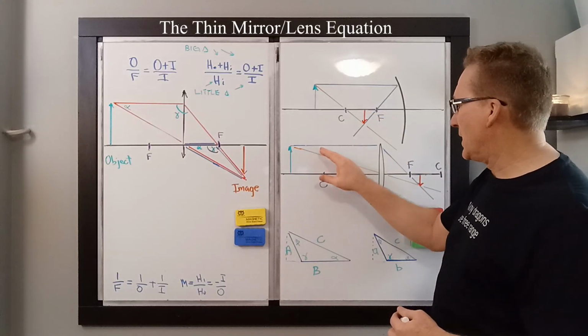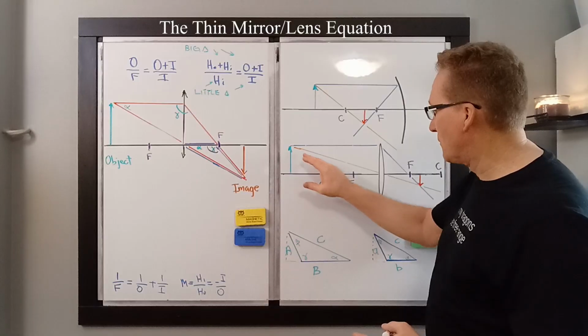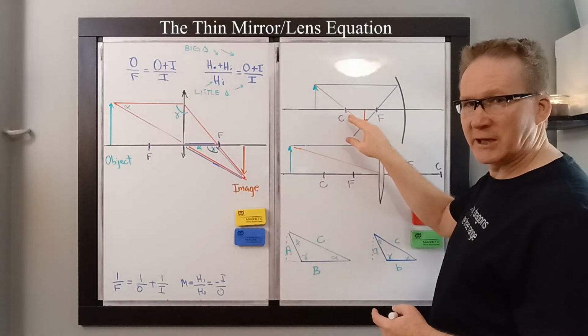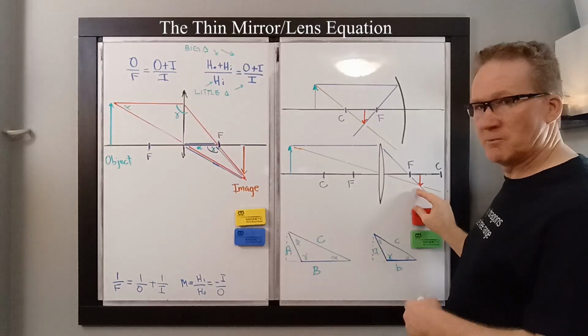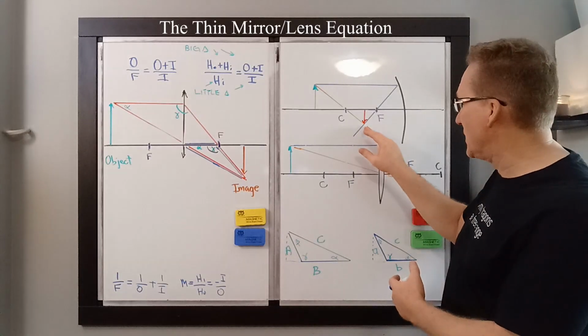Similarly, over here, we have one ray of light that comes here through the focal point. However, the second ray we take through the center of the lens rather than through the center of curvature like we do with the mirror. And where they intersect, we also have an image. Both of these are real images. They're upside down. I drew them in red here for you.